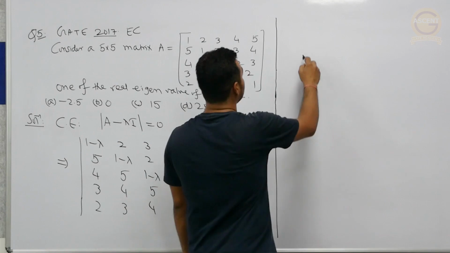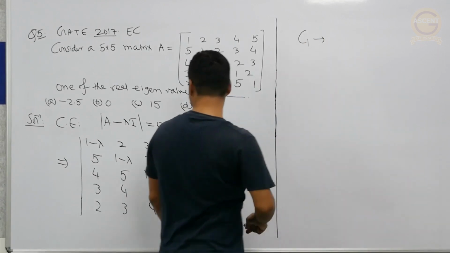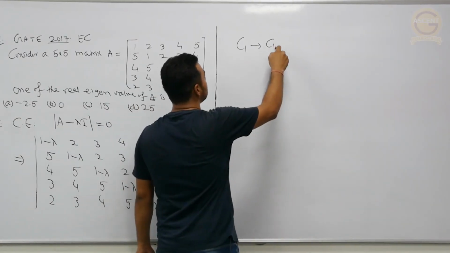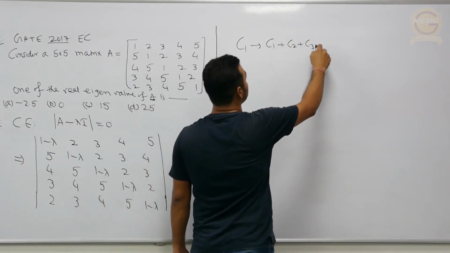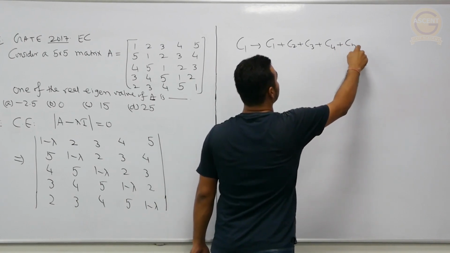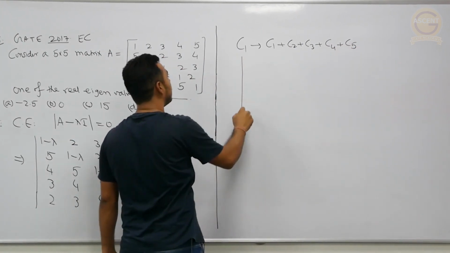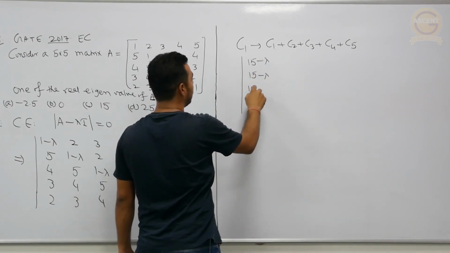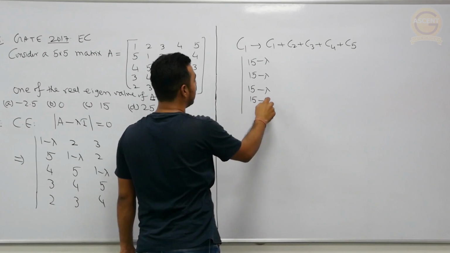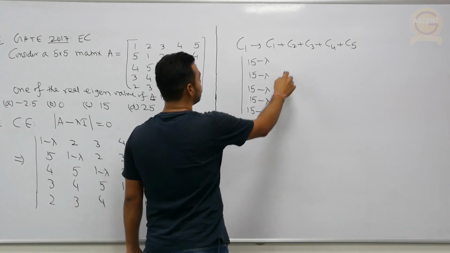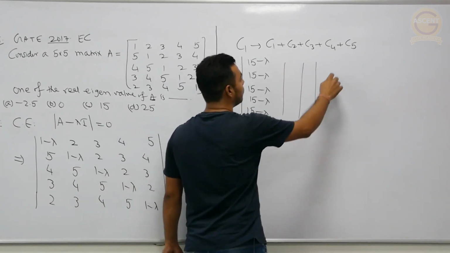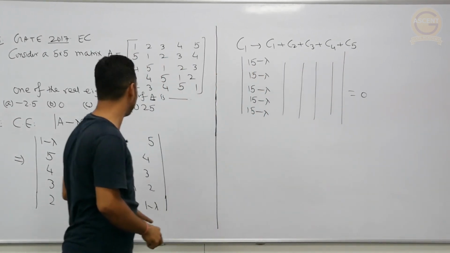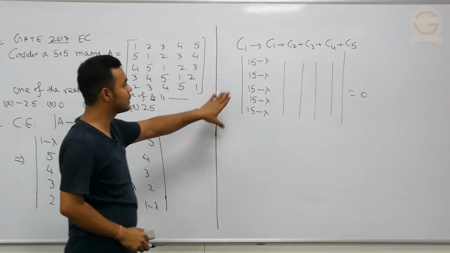So here if I perform this operation, C1 goes to C1 plus C2 plus C3 plus C4 plus C5, we know that in case of a determinant, this will not change the value of the determinant. Then I will get 15 minus lambda in each element of the first column. And then you will have the second column, third column, fourth column, fifth column. This equals 0. I am not writing these elements because that is not important. We are only going to consider this first column.